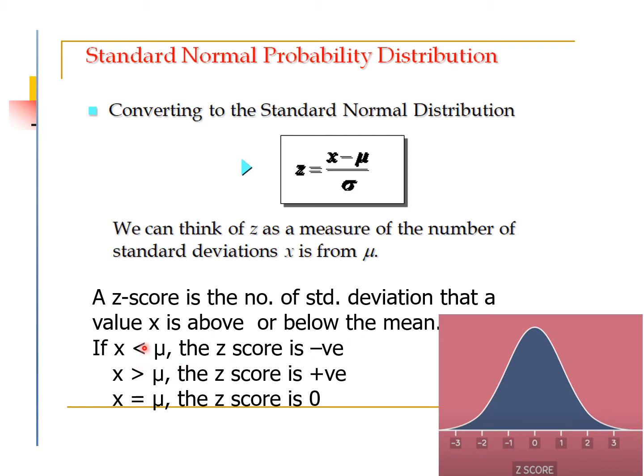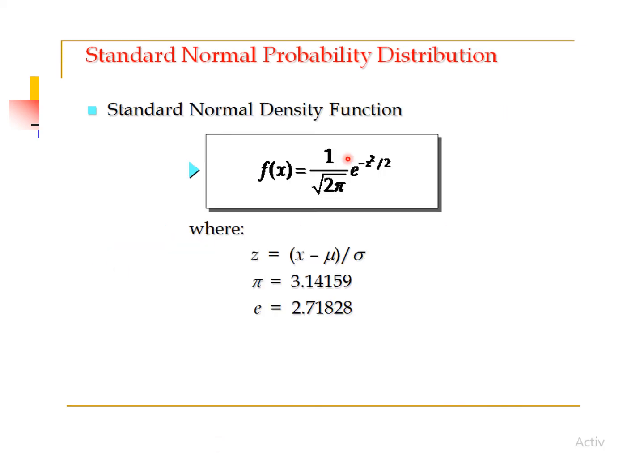So if the x value is less than mu, where mu lies over here where the value of z is 0, then the z value would be negative. If the value of x is greater than the mean, then the z-score would be positive. And if x is equal to mu, the z-score is 0. So the standard normal density function is given like this. Now this z over here is actually x minus mu divided by standard deviation.